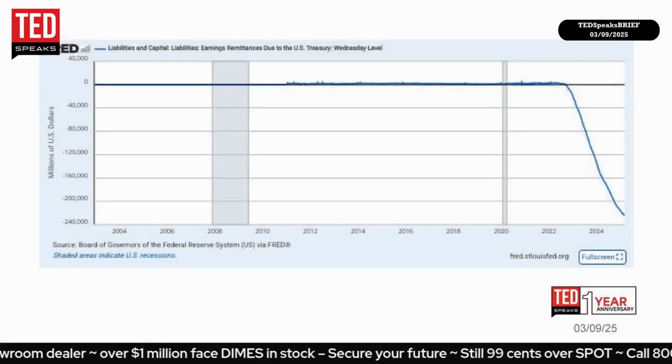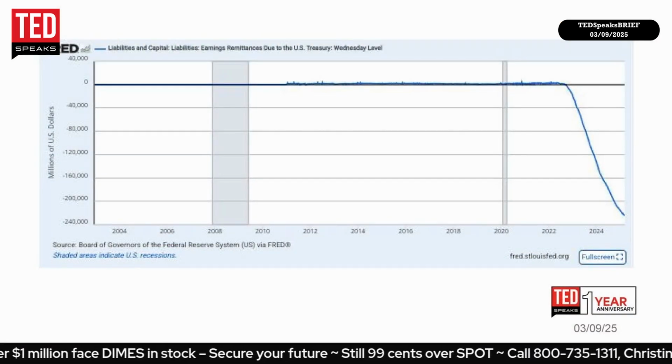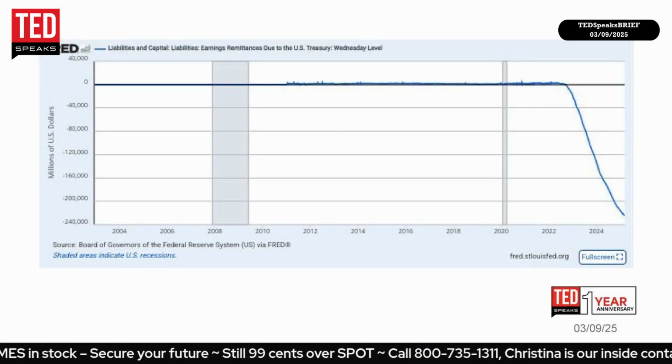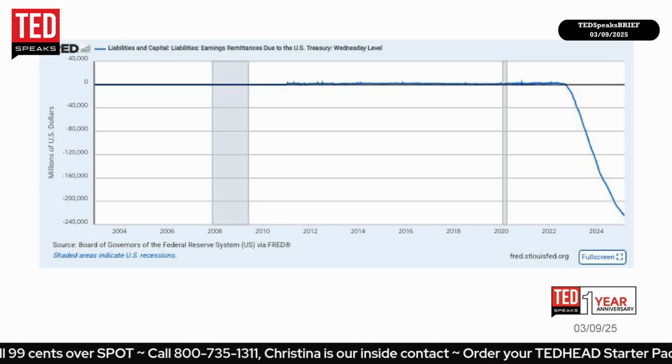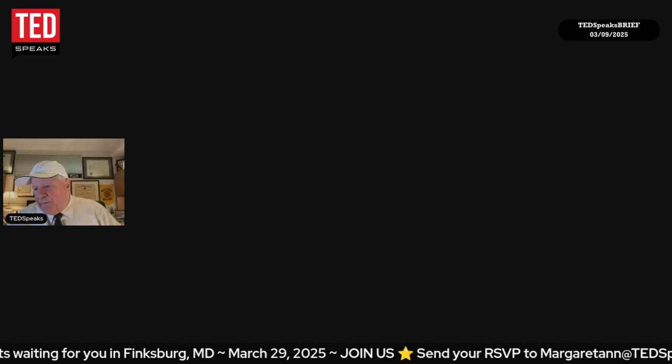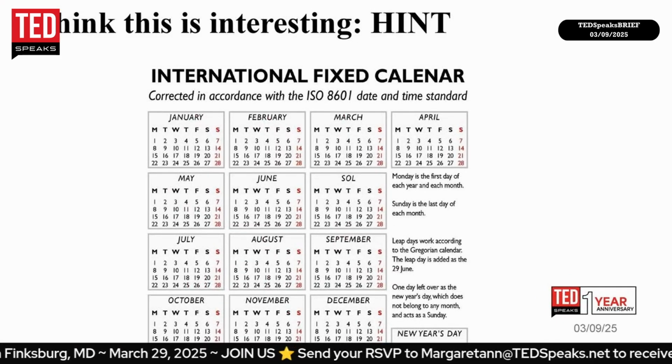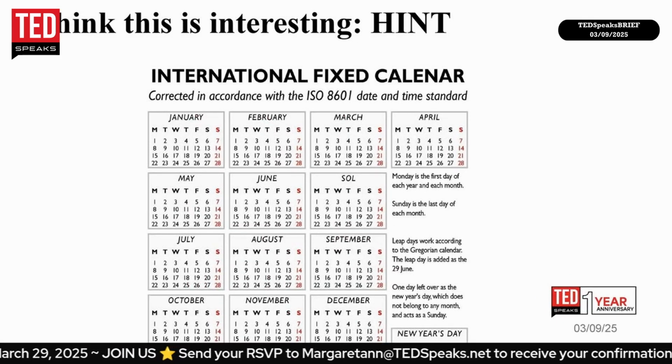So these are the Treasury remittances, and it doesn't look like it's looking real good. And this is from the Federal Reserve. These are liabilities and capital liabilities, earnings, remittances due to the United States Treasury as of Wednesday. Isn't this interesting? Next slide we have here. This is very interesting. Look how interesting and how logical this calendar is laid out.